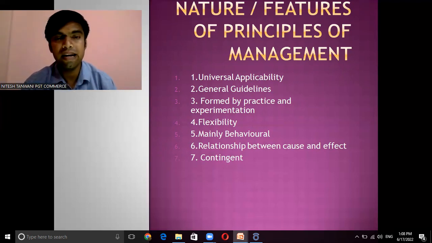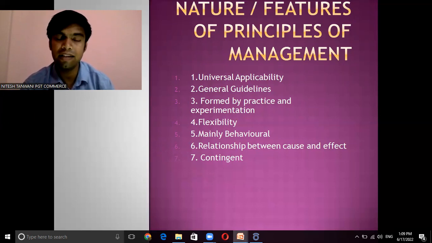Fifth one is that this is mainly behavioral. Behavioral means, because managers have to work with humans and humans have different behavior, as per the behavior, managers have to manage it. Okay. Sixth one is relationship between cause and effect. Cause and effect means managers have to predict what will be the causes and what will be the effects of the decisions which they will make. So it will work as a relationship between cause and effect.